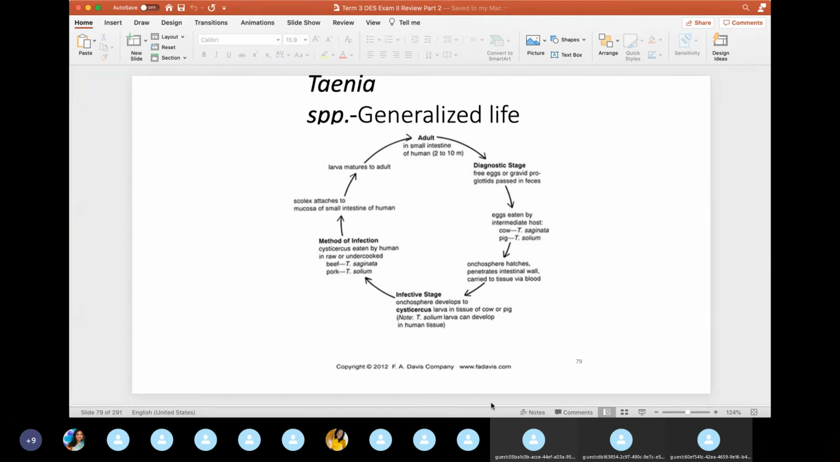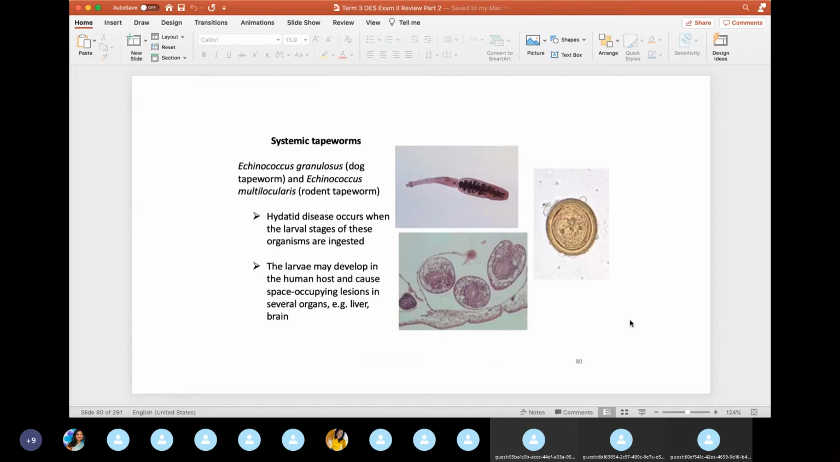Put the star here, know the infective stage, cysticercus. Method of infection, eating the cysticercus. What's the diagnostic for Taenia? Eggs or proglottids in your feces.